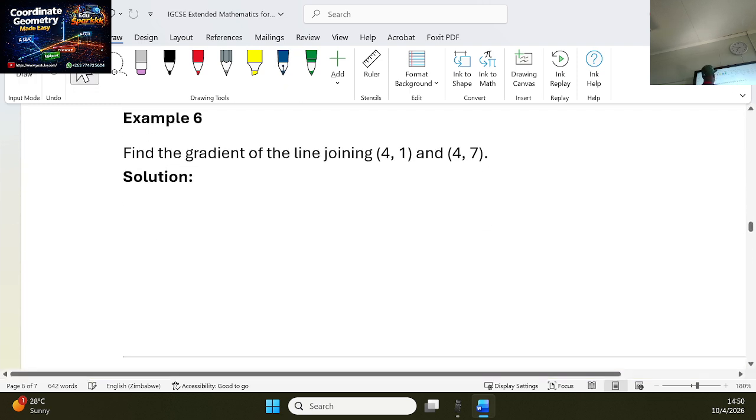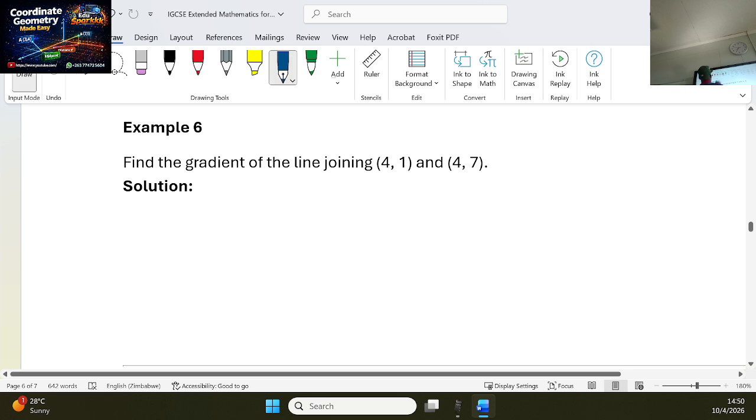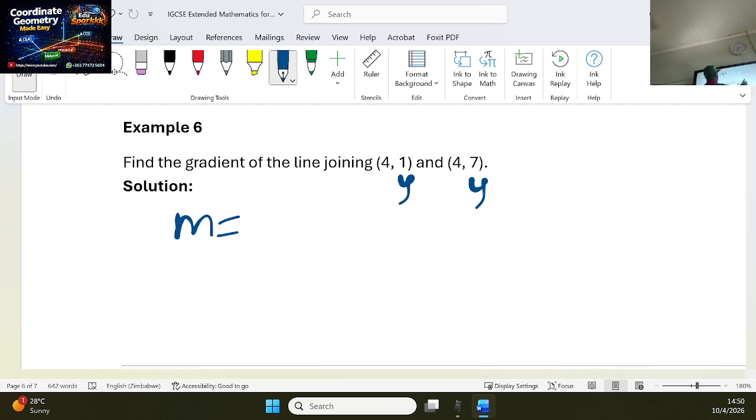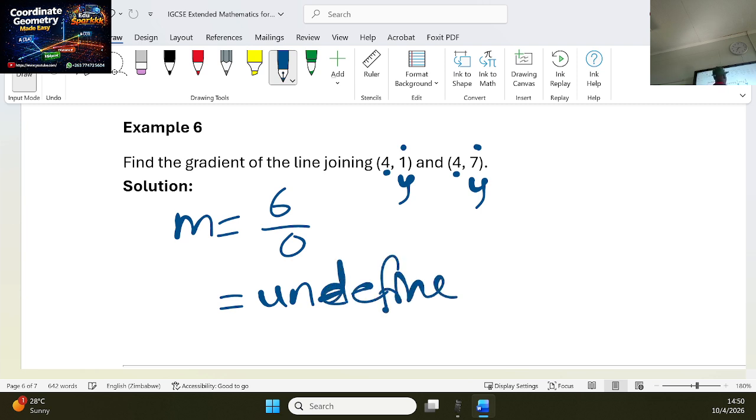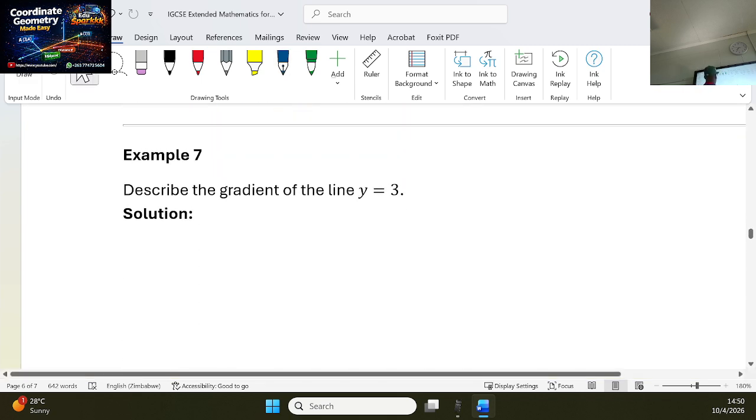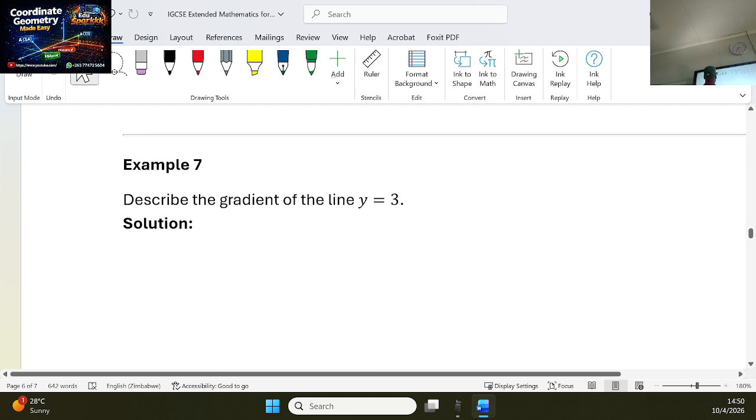Moving to example 6, find the gradient of the line joining. I think it's a similar procedure. If I want the change in y, 7 minus 1 gives me 6. Then over 4 minus 4, that's 0. So it means this gradient is undefined. In other words, there is no change in x, so we don't have such a gradient. It's actually a vertical line.